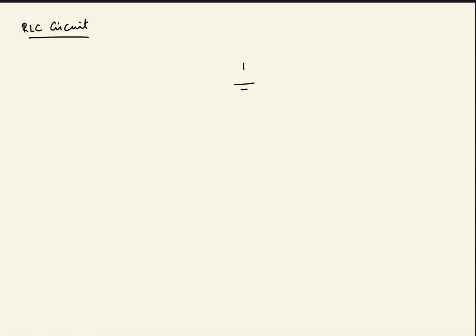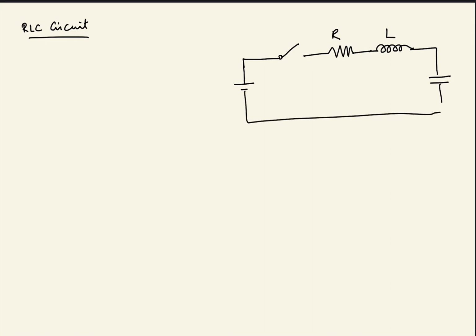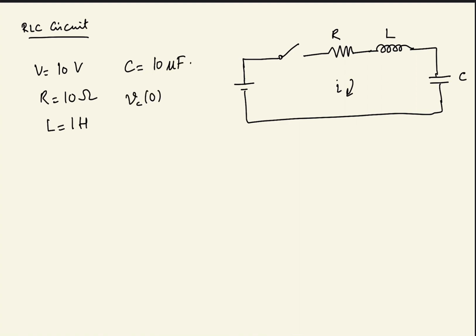So the circuit is like this, where resistor R, an inductor L, and a capacitor C connected like this. The value of the voltage is 10 volts, the resistance is 10 ohms, inductance is 1 Henry, capacitance is 10 microfarad, VC0 initially is 0.